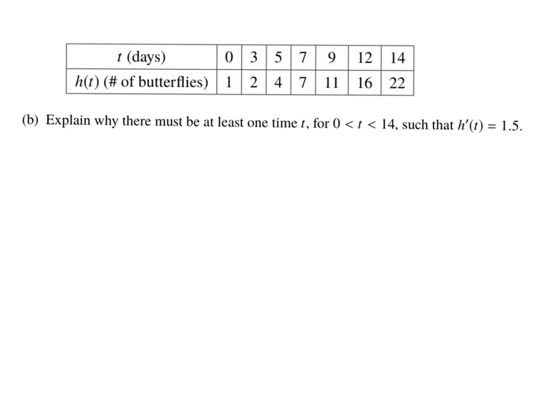So explain why there must be at least one time t for t is between 0 and 14 such that h prime of t equals 1.5. Actually, if you notice, this one is a derivative. That's a sign that you're going to be using the mean value theorem. So first thing you need to do for any of those theorems is check and make sure it's continuous. We know that it's continuous actually because in the intro for the problem, they mentioned that the function was differentiable. So because it's differentiable, it's also continuous.